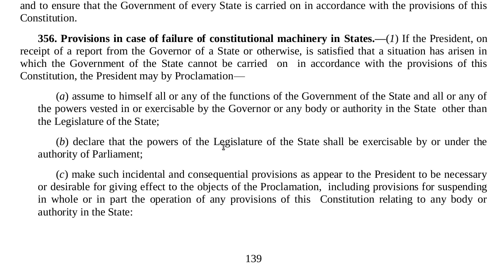B. Declare that the power of the legislature of the state shall be exercisable by or under the authority of Parliament. C. Make such incidental or consequential provisions as appear to the President to be necessary or desirable for giving effect to the objects of the proclamation, including provisions for suspending in whole or in part the operation of any provisions of this Constitution relating to any body or authority in the state.